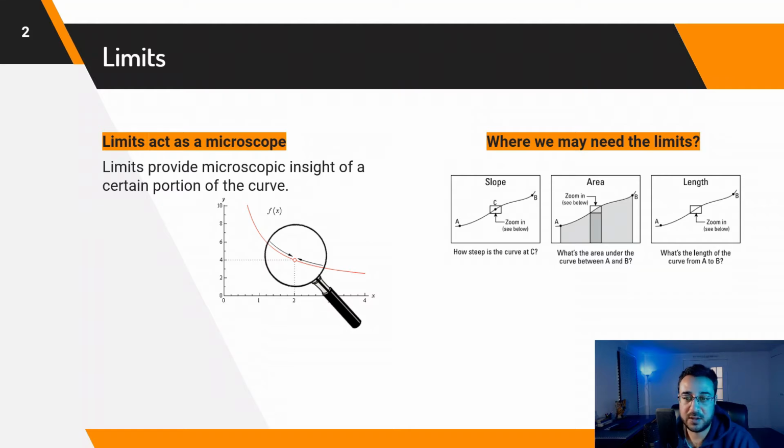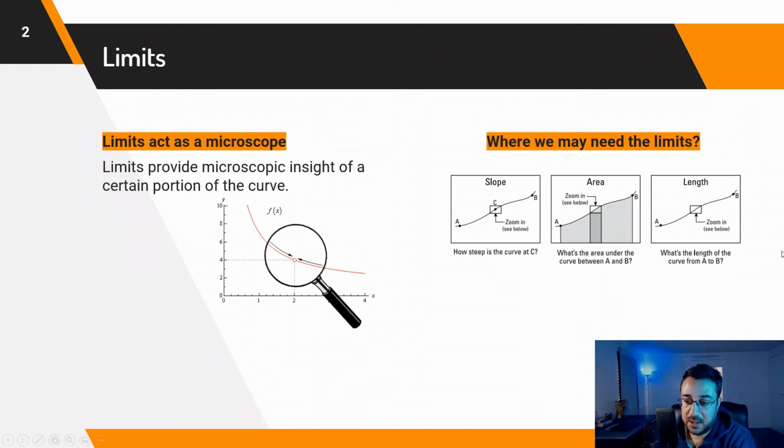So where do we need the limits? When you have a slope and you want to zoom in into a certain point and try to solve, let's say I want to know how steep the curve is at point C, then I need to use my limit microscope to find that out. And if you want the area under a certain curve, as we see here, if you want to know the area under the curve between A and B, then the limit is your escape for this problem.